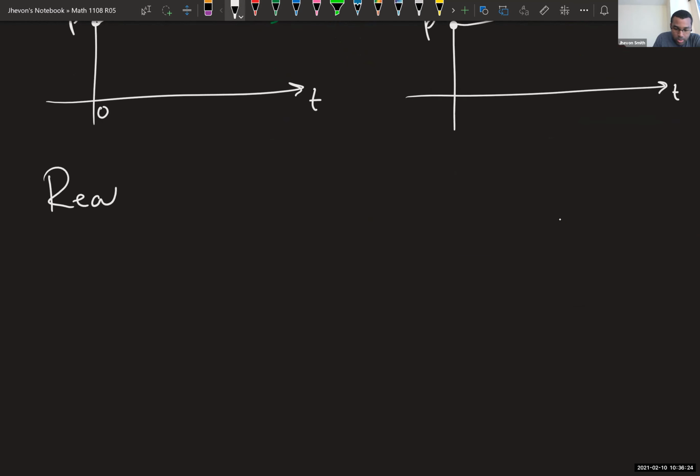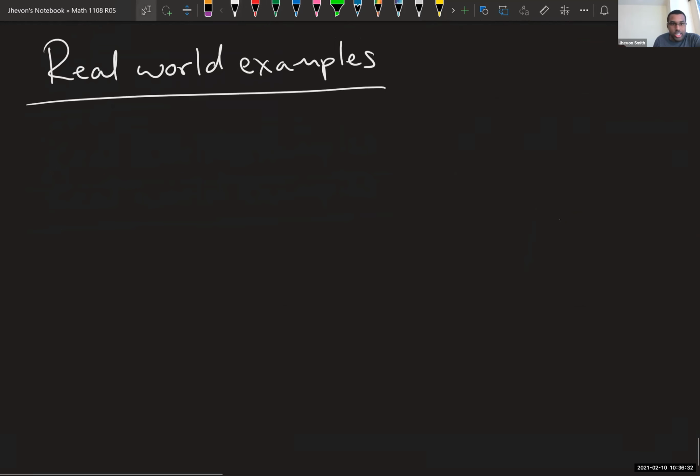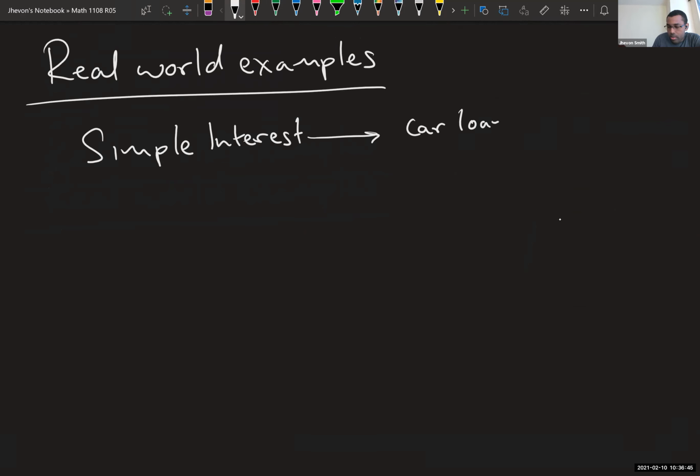So now, we're going to do some real-world examples, just so you know that these things actually matter. So simple interest. There are situations in which you'll be charged simple interest, believe it or not. Typically, car loans are simple interest. They'll charge you that interest up front, but it's based on a simple interest calculation.